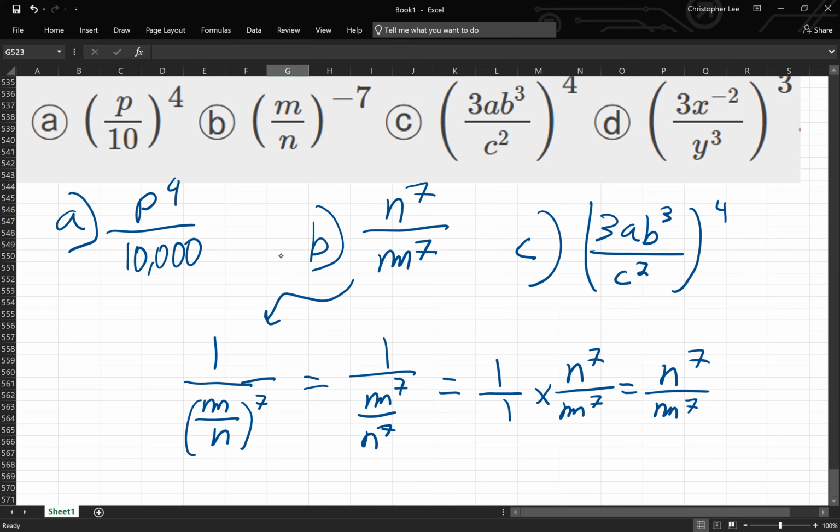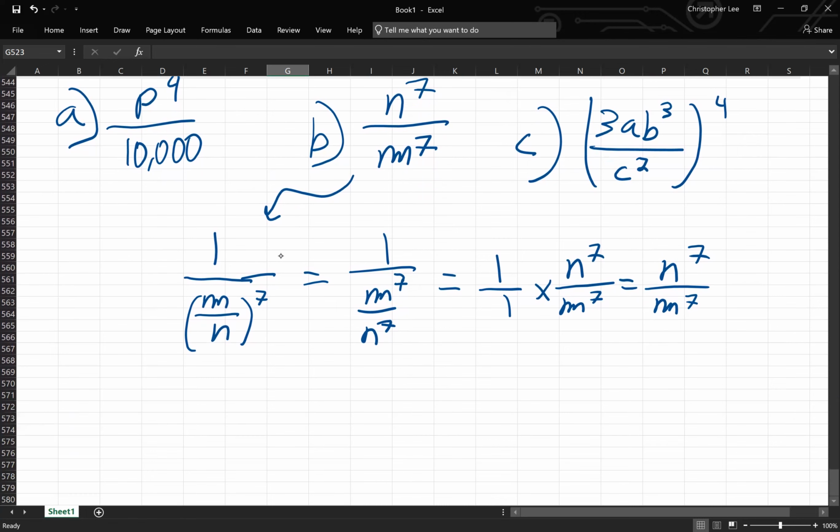There is a rule that says that anytime you have a fraction raised to a negative power, you can just flip them and make it positive. If you want to remember that rule, cool. If not, keep, change, flip. It always works.